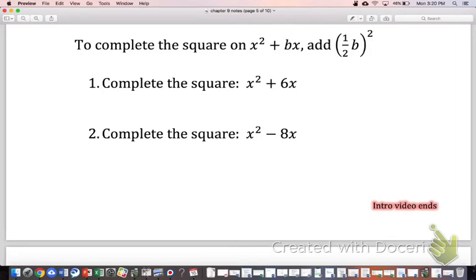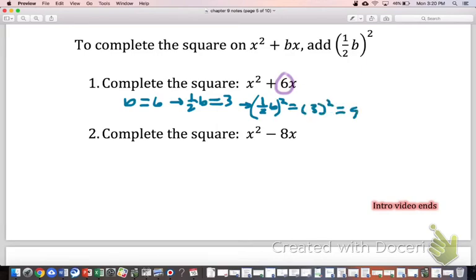With this one, b is 6. So if b is 6, half of b would be 3. Half of b is 3, and then we're going to square that. So 1/2 of b squared equals 3 squared, which equals 9. In other words, 9 is the number that would complete the square and make this a perfect square factorable trinomial: x squared plus 6x plus 9. There's no other number besides 9 that would turn this x squared plus 6x into a perfect square trinomial.